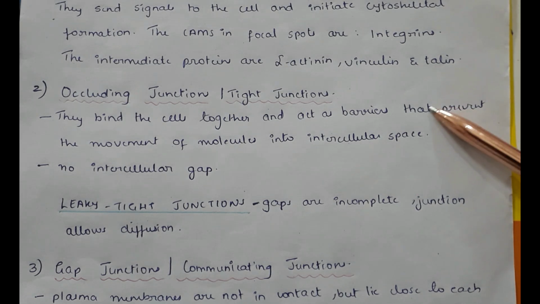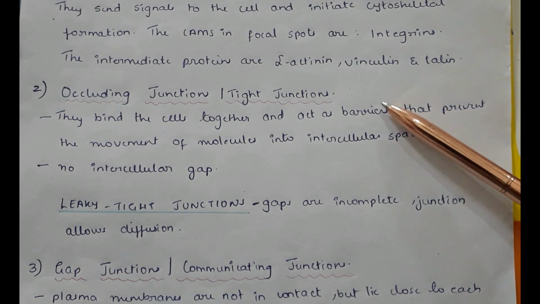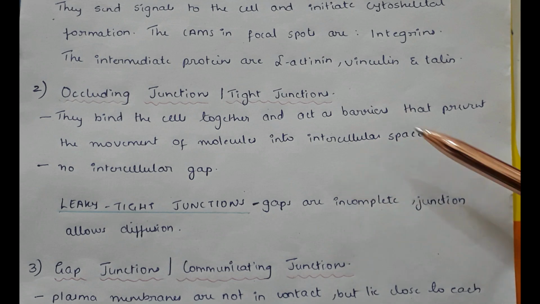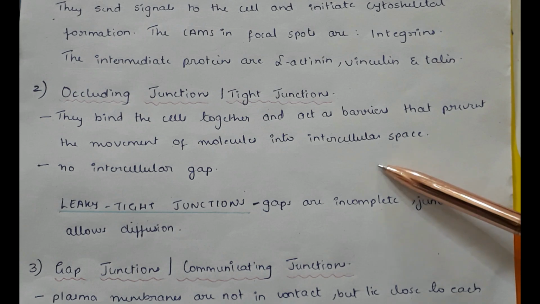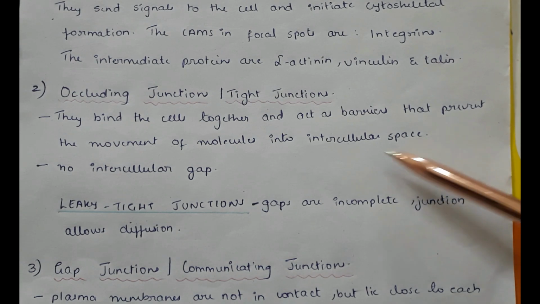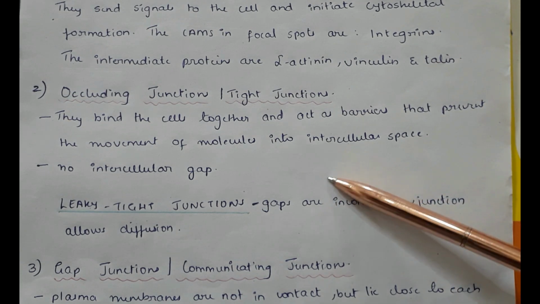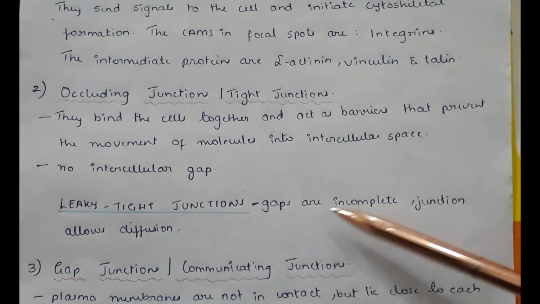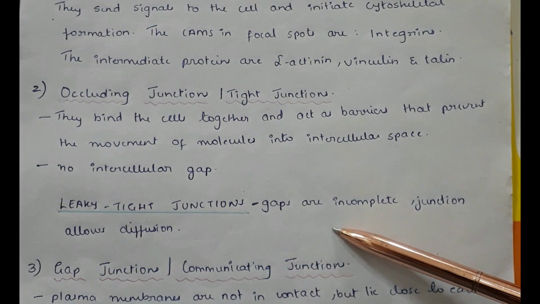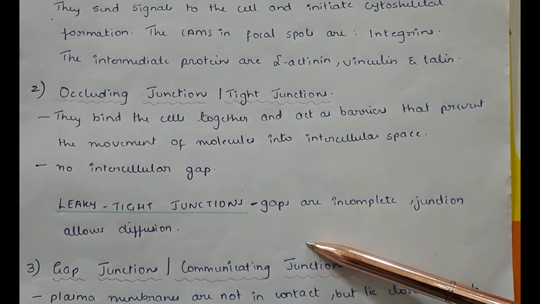Occluding junctions. These are also called the tight junctions. They bind the cells together and act as barriers that prevent the movement of molecules into the intercellular space. There is no intercellular gap. Leaky tight junctions are where the gaps are incomplete and the junctions allow diffusion.